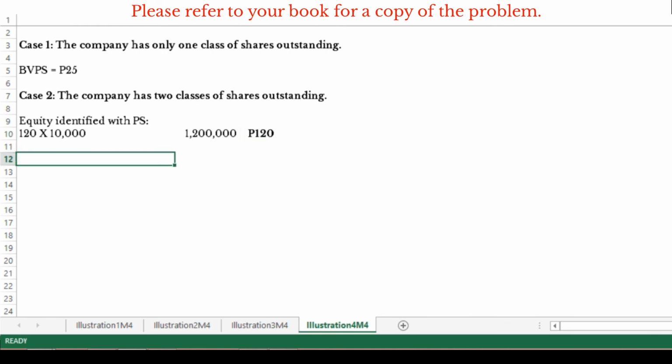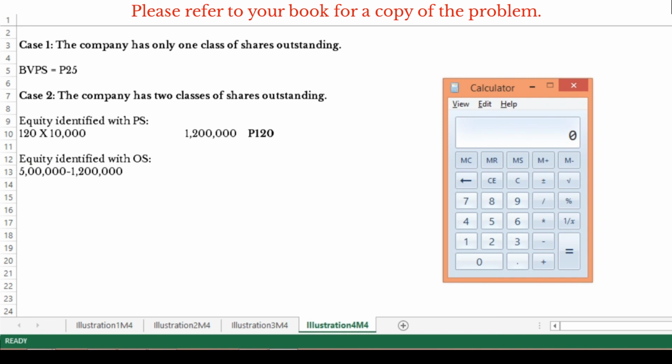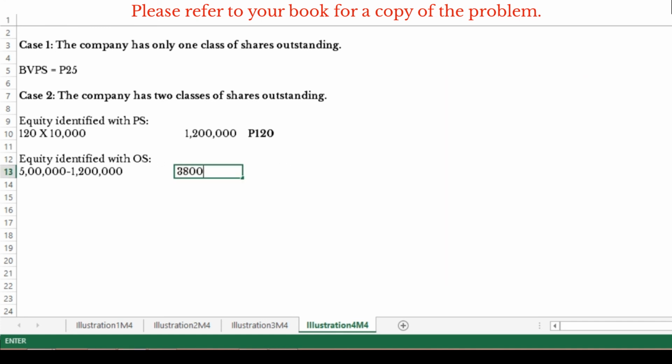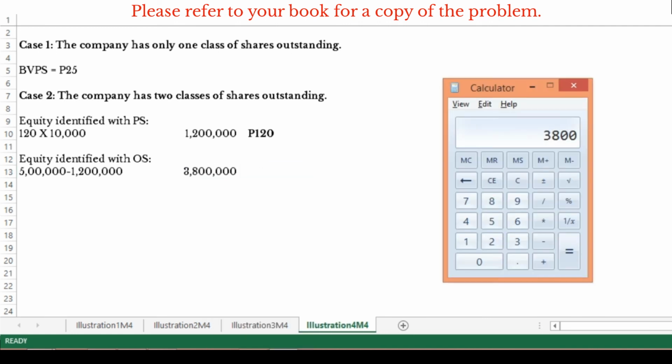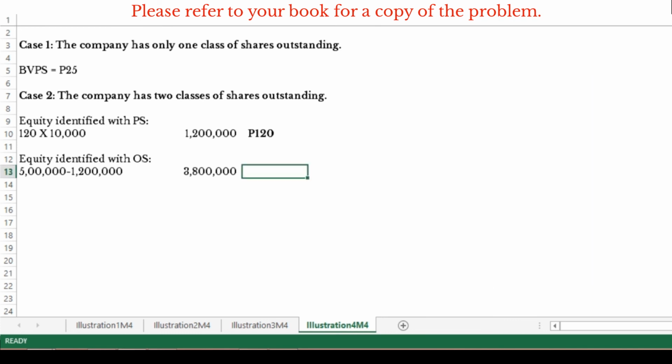Next, for the ordinary, yung equity identified would be, di ba, we have 5 million na total. Minus natin yung equity identified with preference, which is 1.2. So, yung tira would be the equity identified with ordinary shares. So, that's 5 million minus 1.2. So, that's 3.8 million. Divide natin sa number of shares outstanding natin sa case 2, which is 100,000 daw. So, 3.8 million divided by 100,000. That's 38 per share. Okay, so yan po yung kanyang book value per share under case 1 and case 2.